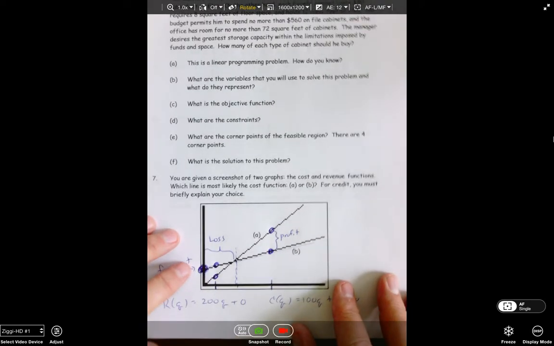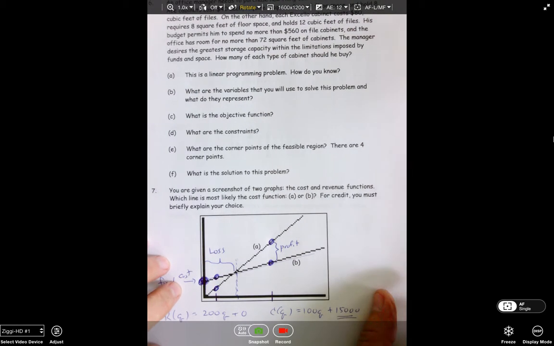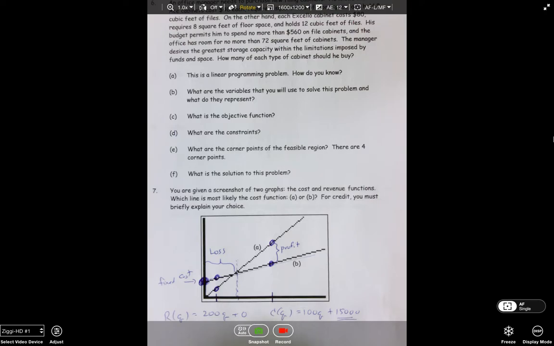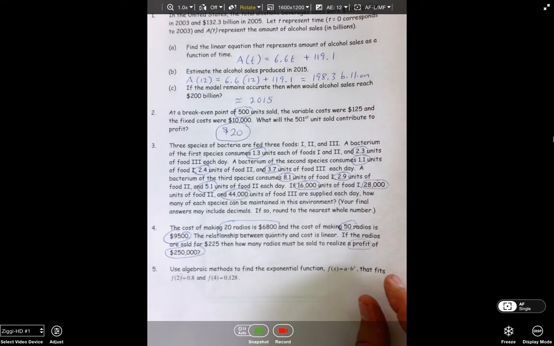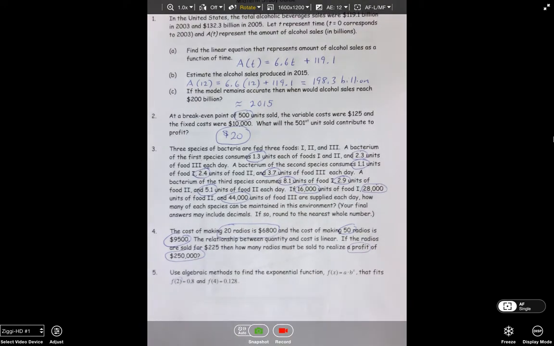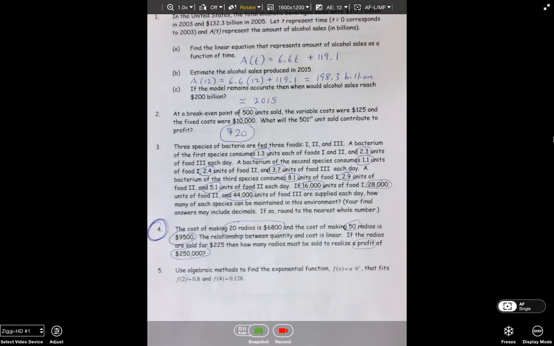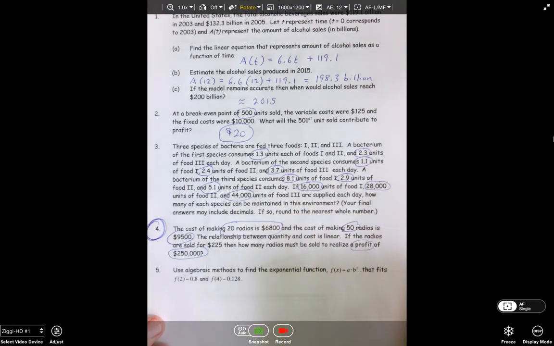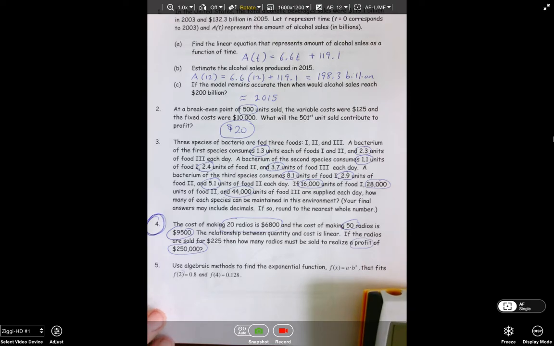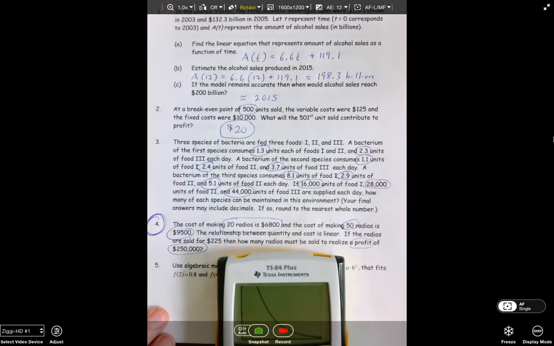I think that would be kind of worth actually pointing out before we get into this. Let's go back to something that we saw earlier, which was this problem right here. Cost of making 20 radios. I know I've got to work here someplace. Yeah. So let's grab the calculator and just see how that works out.